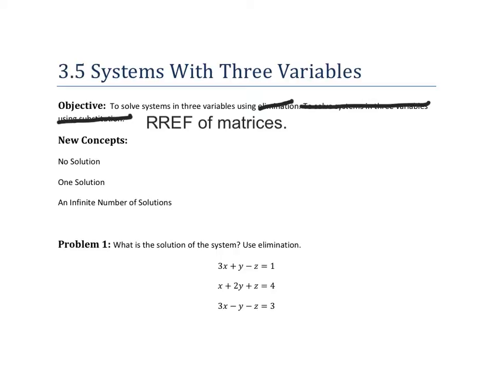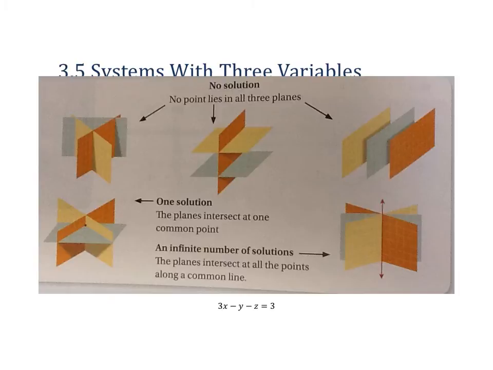The first thing we want to look at is what a system with three variables looks like. When you're graphing with three variables, you're basically getting a plane. And we have options where we have no solution, one solution, and an infinite number of solutions. So I want us to look at page 166, the picture from that. What we're looking for when we're looking for a solution is where the three planes intersect.